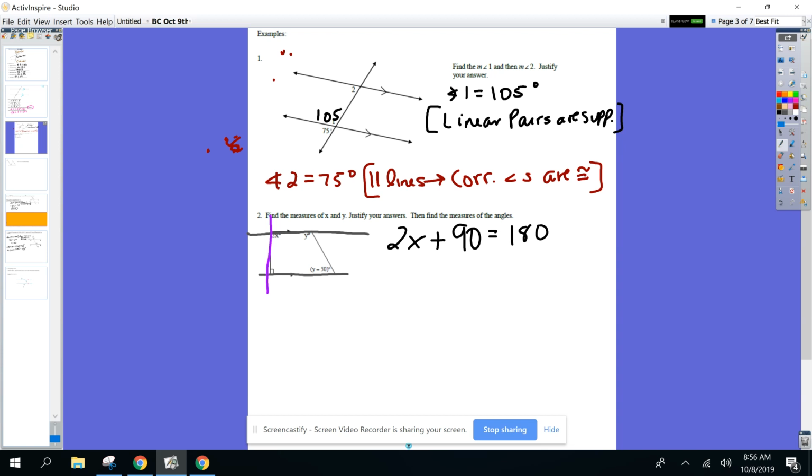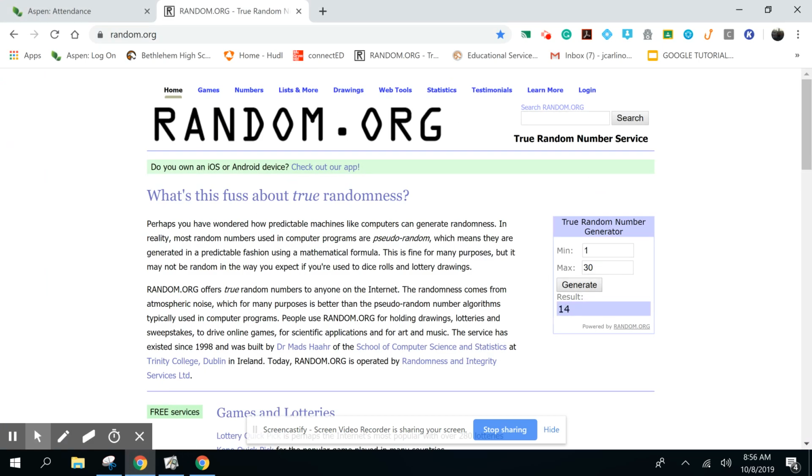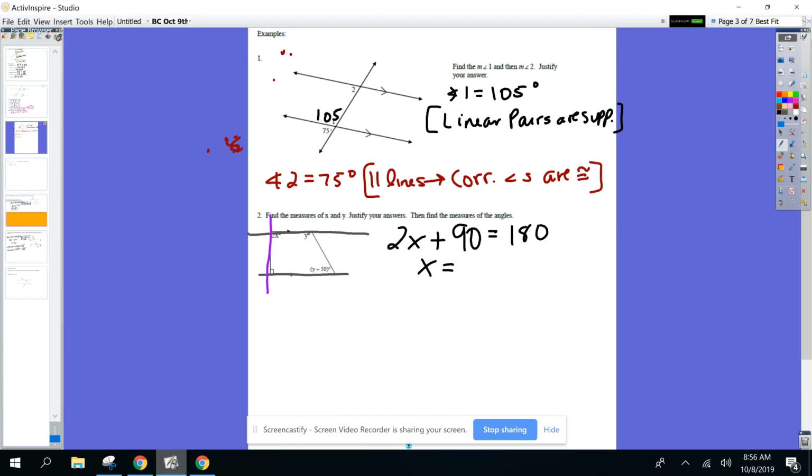So make it look like that diagram above. You don't have to, but it may be helpful for some of you to draw the parallel lines with the transversal in. And whenever you're ready, let me know the value of x. 45, good. It did say justify, so here we go.